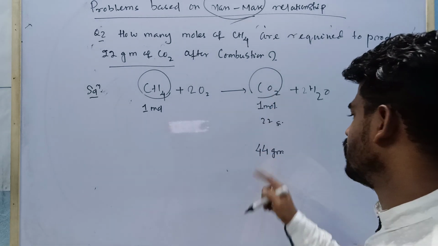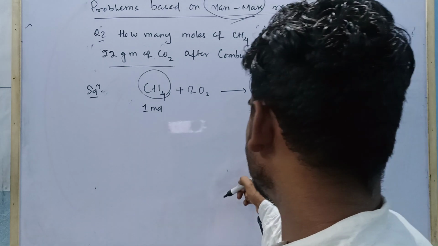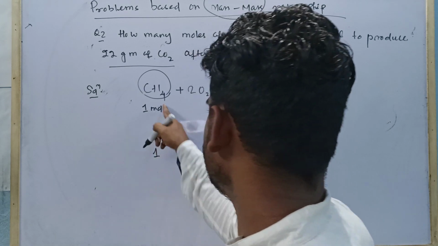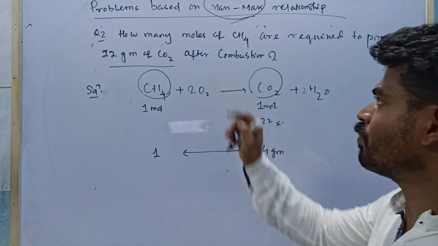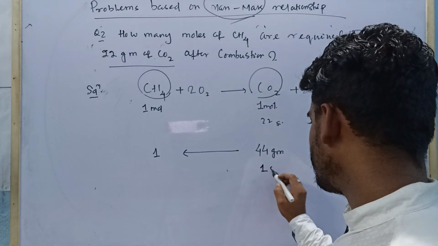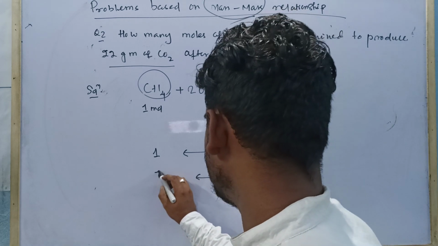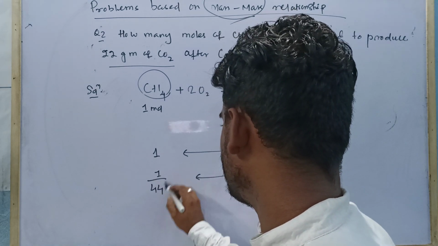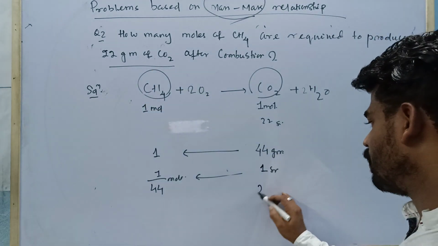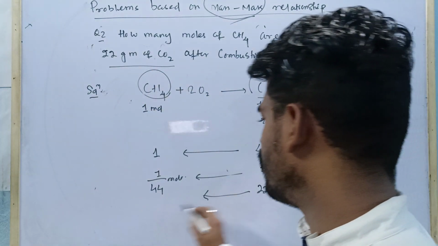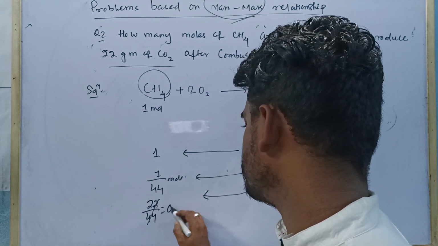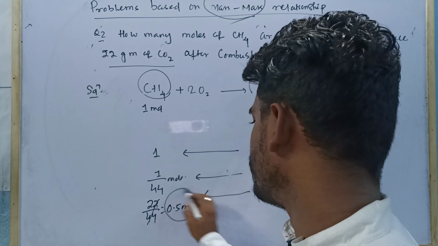Okay, 12 plus 32, that will be 44 gram. So 44 gram corresponds to 1 mole of methane, because it is asked in terms of mole. How many moles of CH4? 44 gram, 1 mole. 1 gram, that will be 1 by 44 mole. Okay, so it is given you 22 gram. 22 gram, that will be equal to 22 divided by 44, that will be 0.5 mole is your answer.